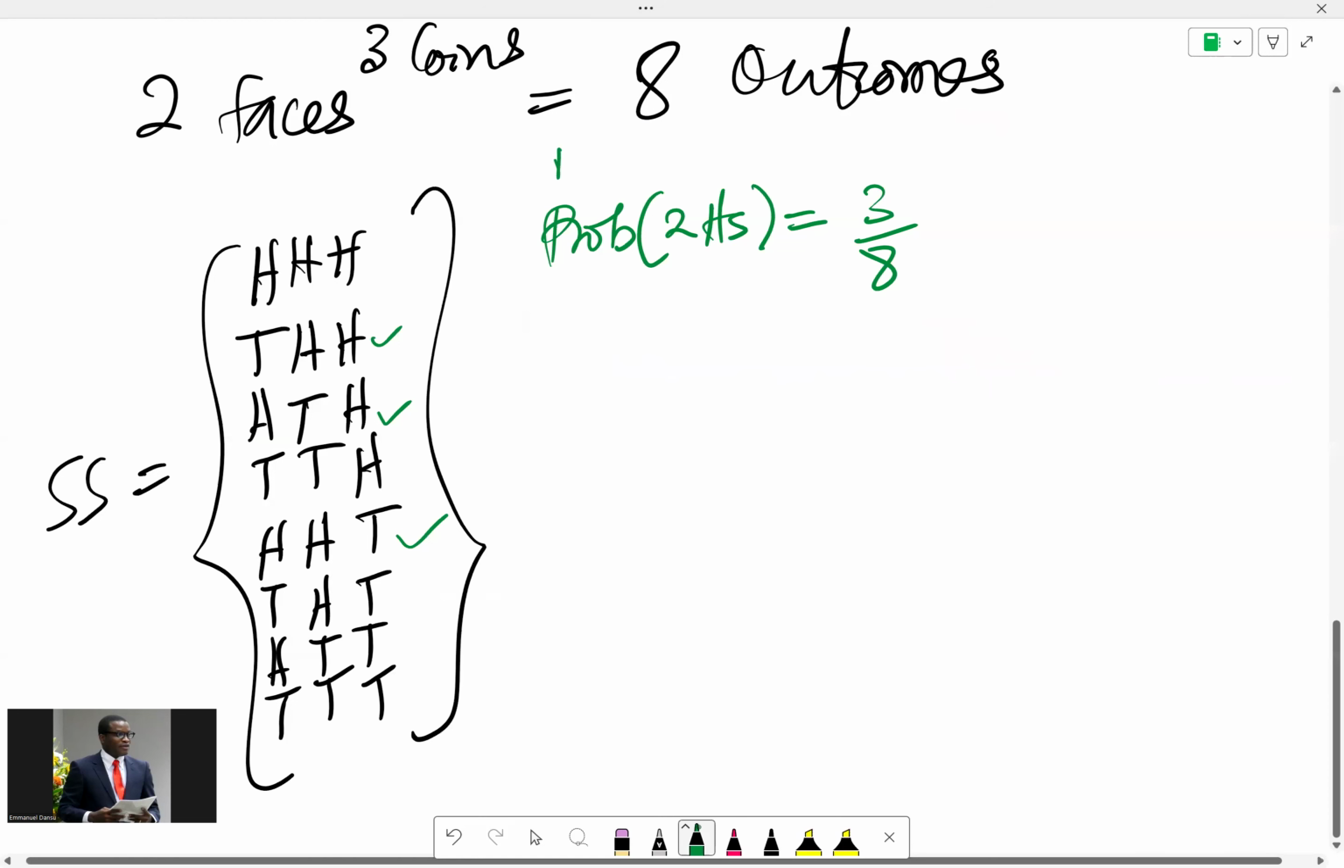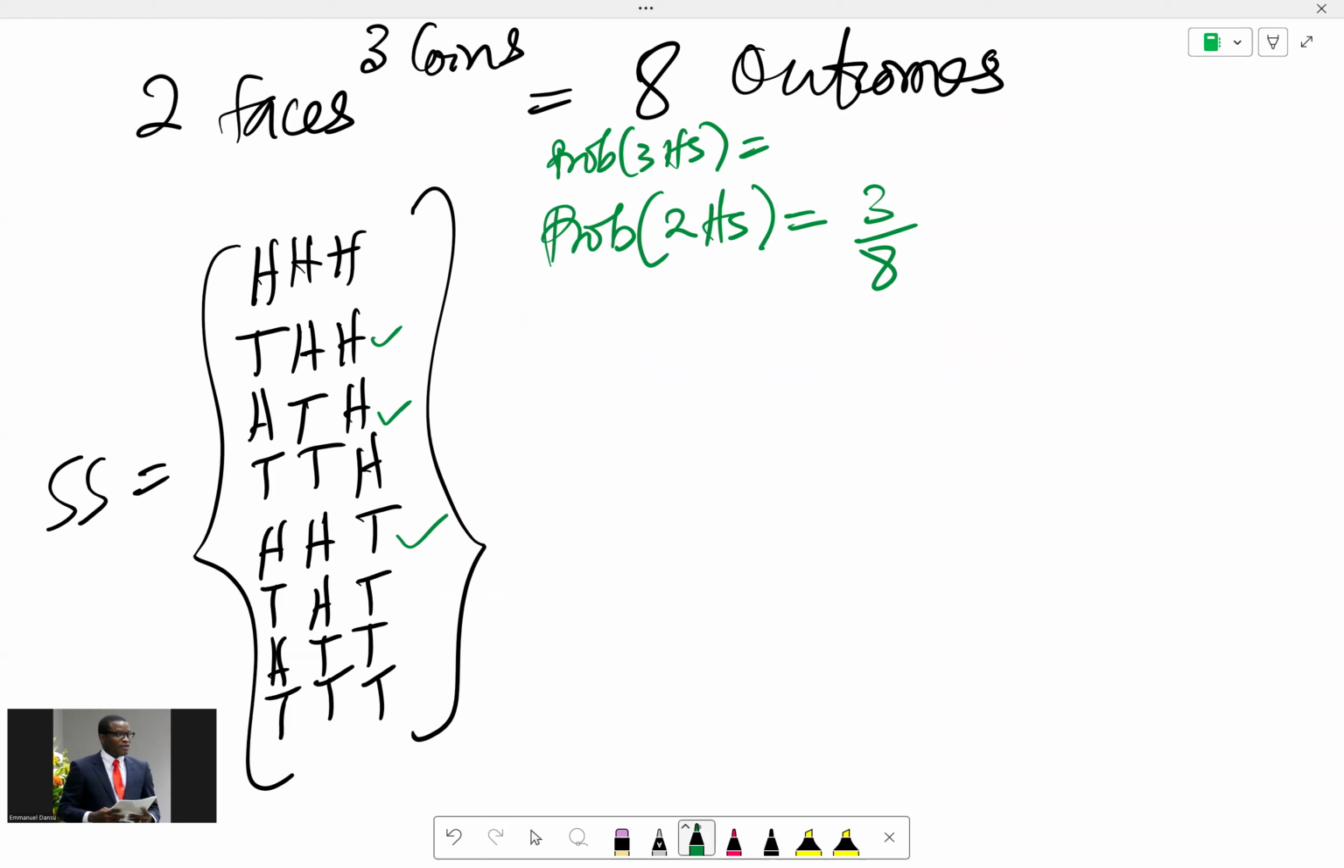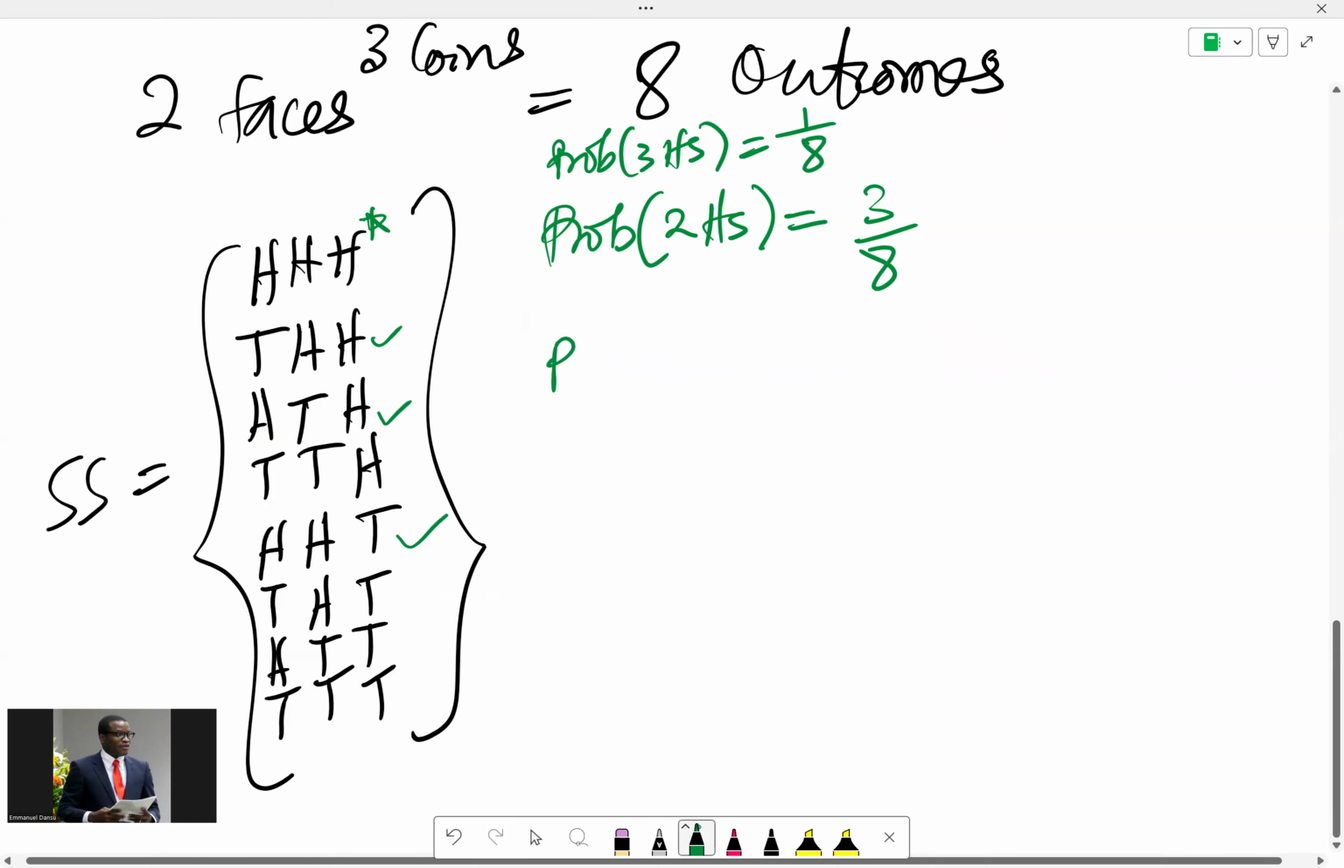Of course, we can even start with probability of getting 3 heads. Now, I'm not talking about tail because the probability of getting 3 heads is the same thing as probability of getting 3 tails. So anything you do for head is applicable to tail. The probability of getting 3 heads is just one situation here. That's 1 over 8. So probability of getting 2 heads is where you have 2 heads. What about probability of getting 1 head, just 1 head?